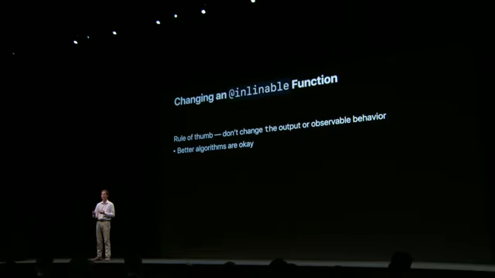So as a rule of thumb, if you're a framework author who's made a function inlineable, make sure not to change the output or observable behavior. It's OK to add a better algorithm or some additional fast paths, but if you change the observable behavior of the function, then you could end up with these really subtle problems that are only visible at runtime and possibly only under certain inputs. If you need to do this, all your clients need to recompile.